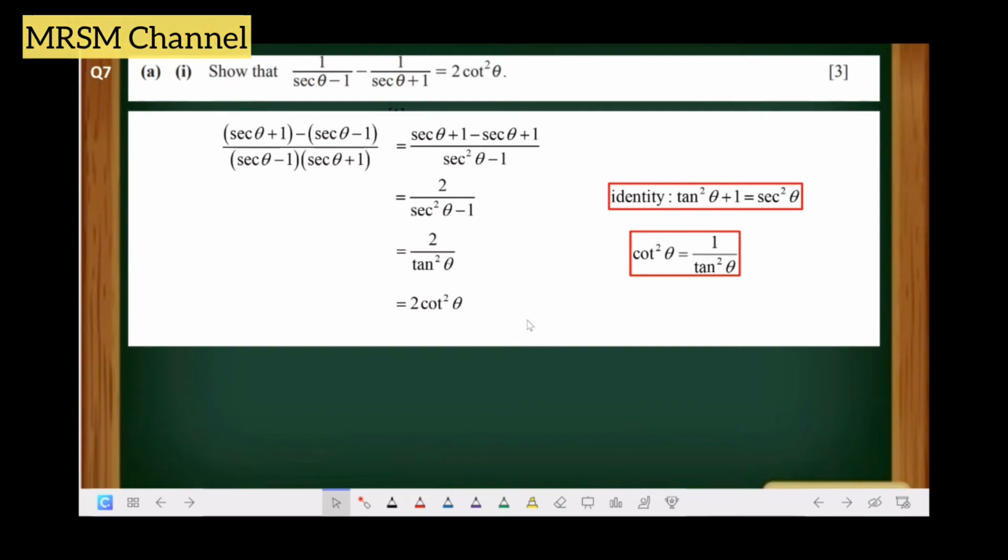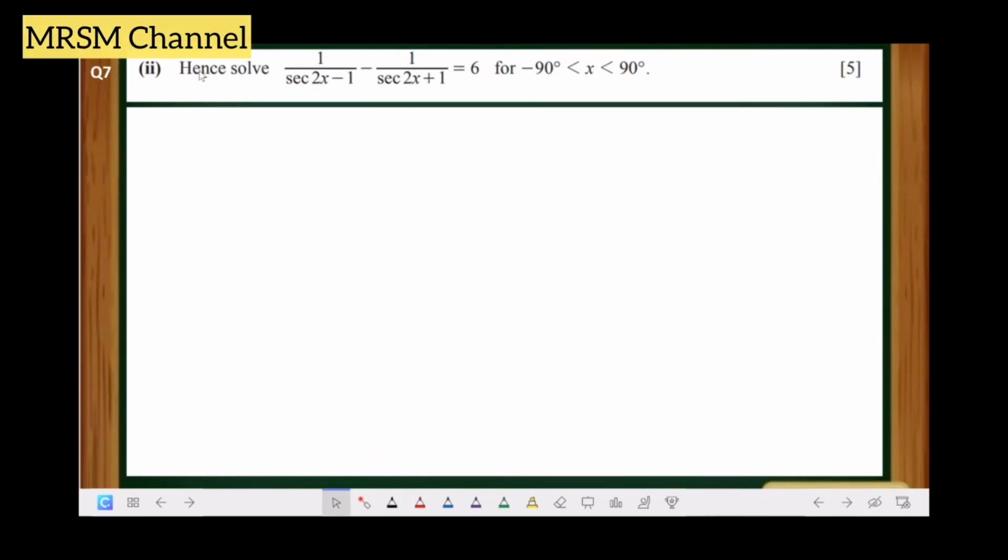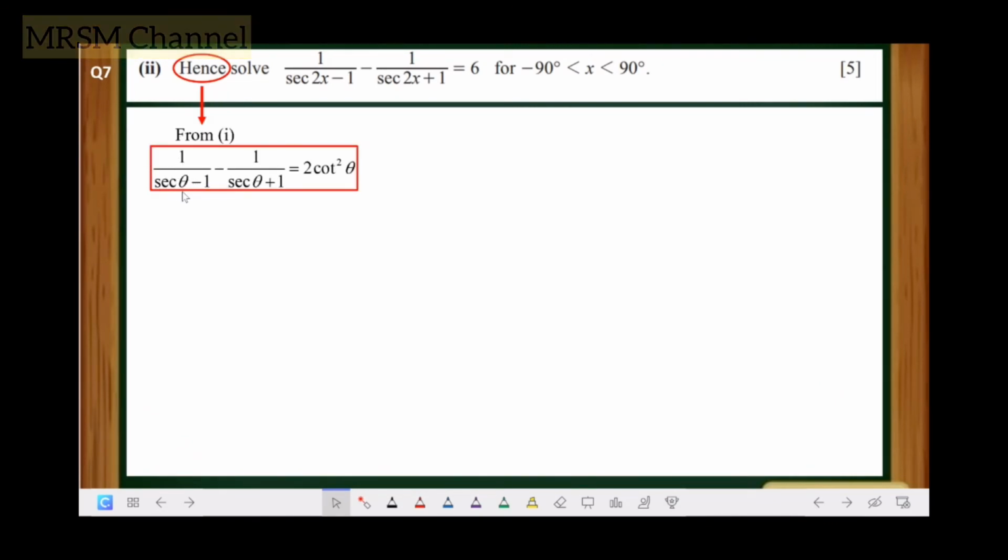Right. So once you prove this one, okay, next the question says hence. Again, when it says hence, it means it is related to the part 1 question. Alright, we look at this one first. We look at hence first, because this one looks a bit complicated. So we look at what we have done in part 1. In part 1, we have done 1 over secant theta minus 1 minus 1 over secant theta plus 1 is equal to 2 cotangent square theta.